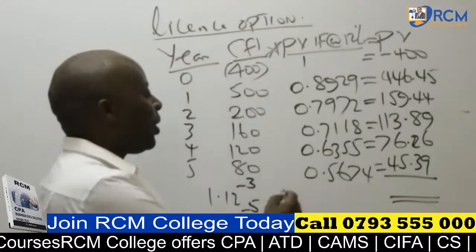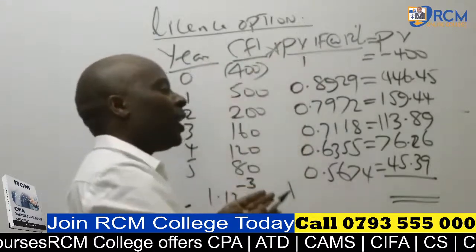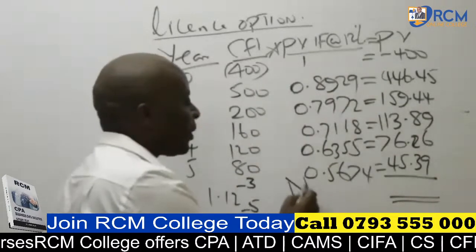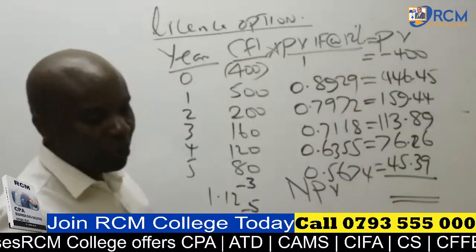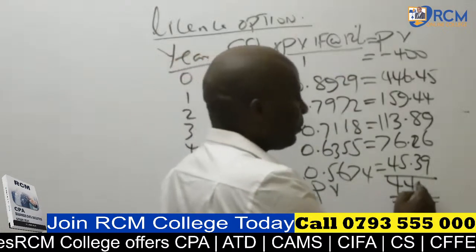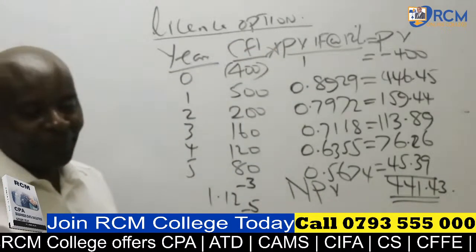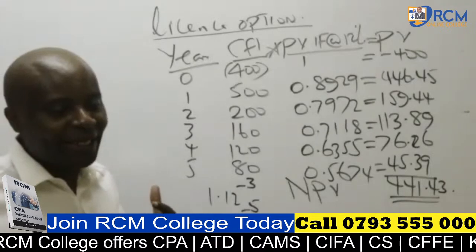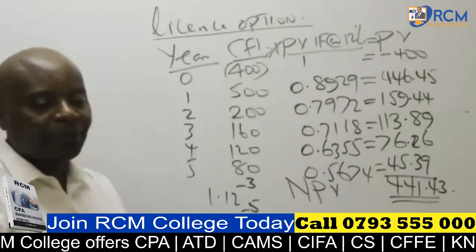Whatever you get here will be, of course, cash flows discounted to today. They are present values, but because they have subtracted the initial outlay, that present value will be called the net present value. So when you add, it comes to 441.43. My work is very nice this night. My work is to ask you a simple question. Can I rub this?